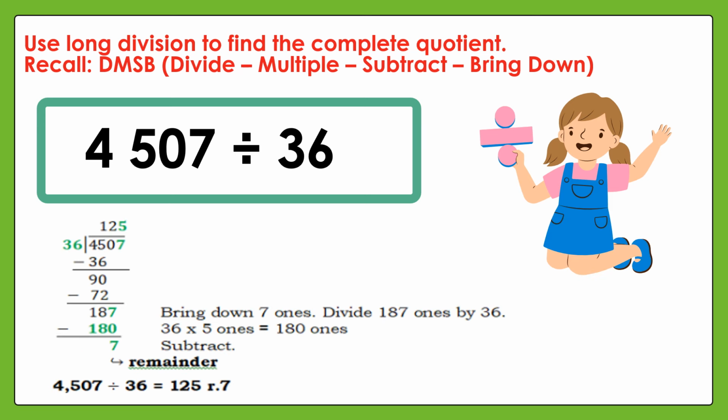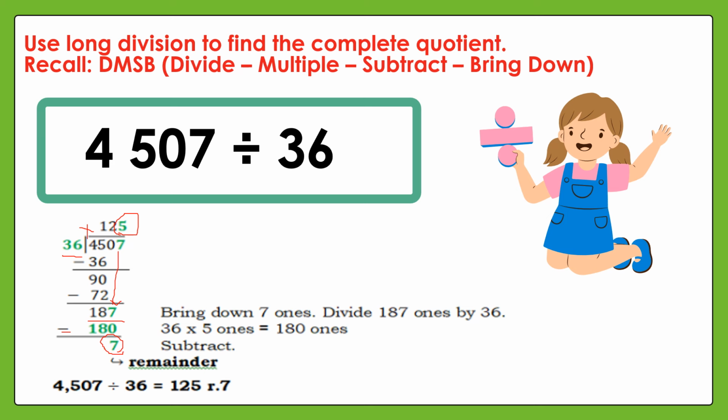Let us bring down 7 ones. Divide 187 ones by 36. That would give us 5. Then 36 times 5 is equal to 180. Now let us subtract 187 minus 180. That is equal to 7.